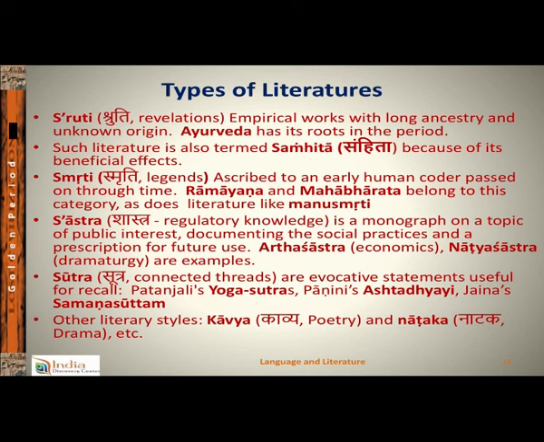The Shastra literature is nothing but regulatory knowledge, right? A document, a mantra, on a topic of public interest, documenting the social practices and prescription of use. And Arthashastra, that is economics, the public text which deals with how people are thinking, relationship and taxation, how the entire interplay should be. And Natyashastra, which is dramaturgy. These are the two great examples. And Sutra, which is a connected thread, which is evocative statements, and there are certain examples available. And there is another type of literature, Kavya and Natak, that is poetry and drama.